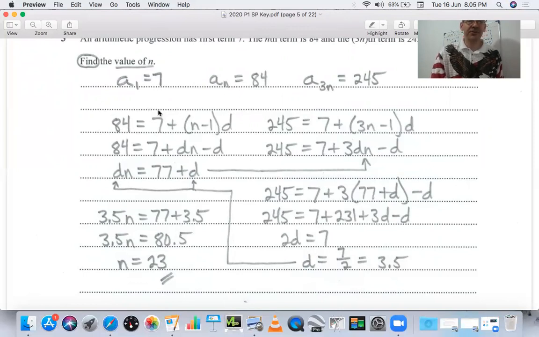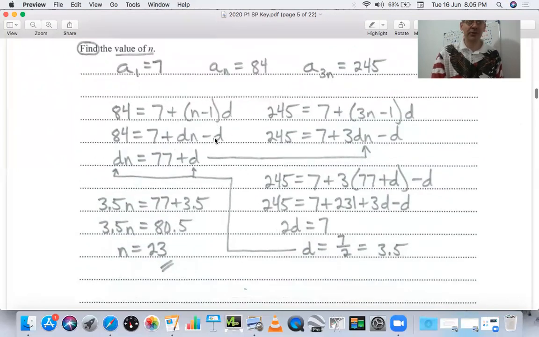So 7 is the first term, n minus 1 times d. And when we work that out, we get nd minus d. And if we solve for dn, which is the double variable here, we get 77 plus d. Now, we might not know what to do with that yet, so we got to come over here and see what we get. So here's 245.